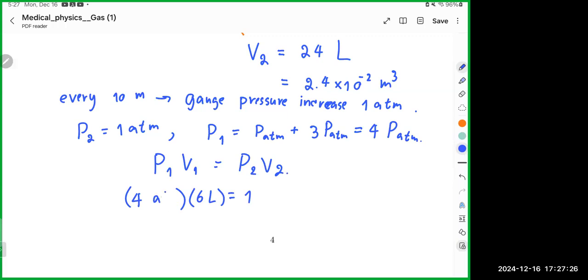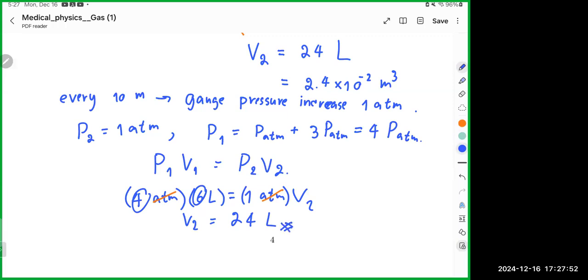Right now, I can write ATM. So V2 is around 24 liters, because the units of ATM cancel each other, leaving just liters and the number 4 times 6, 24 liters.